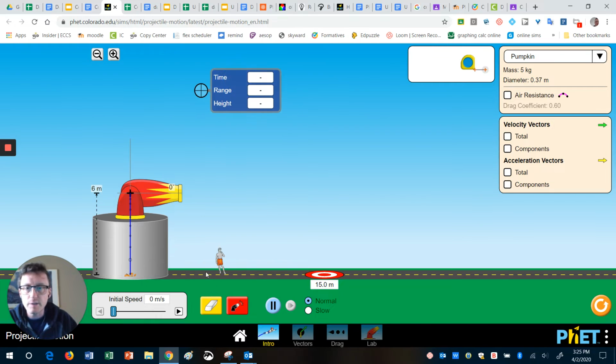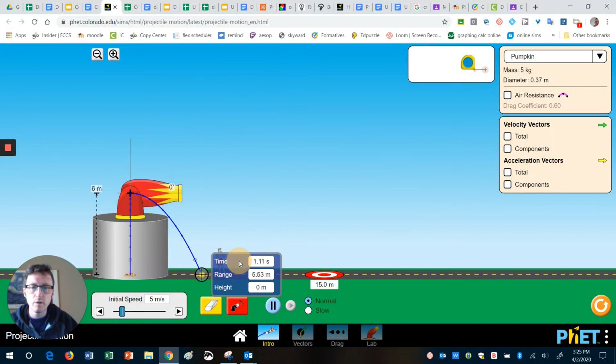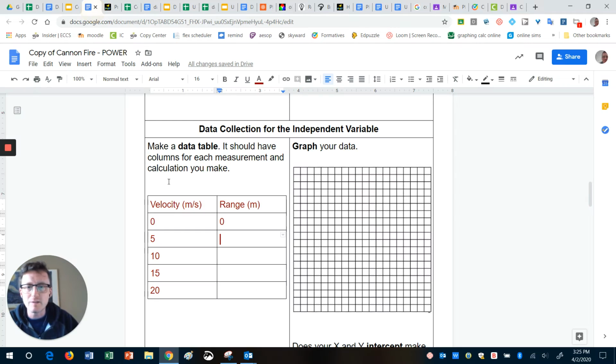So increase, get this out of the way so you can see it. Increase my speed to 5. And again, you can pick any numbers here. This is just what I did. Okay. Launch it, watch it go, bring down my tool, and now I record. Okay, range of 5.53. Again, the height needs to be at 0. If the height's anywhere above, it hasn't landed yet, that's not the full range. We're looking for how far is the range when it lands. So, 5.53 when the height's 0. Okay, so that is my number that I put here, 5.53.